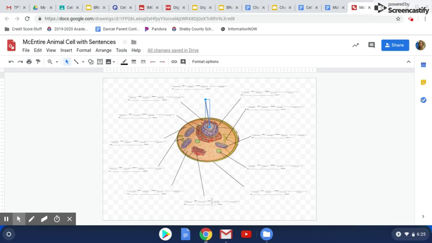For example, this down here, this analogy is going to be mentioning the Golgi body because that's what it's pointing to. So a post office is like a Golgi body because a post office packages and delivers things like the Golgi body packages and delivers proteins and lipids in the cell. So just make sure that the sentence matches. And then I would have a picture of a post office right next to it.